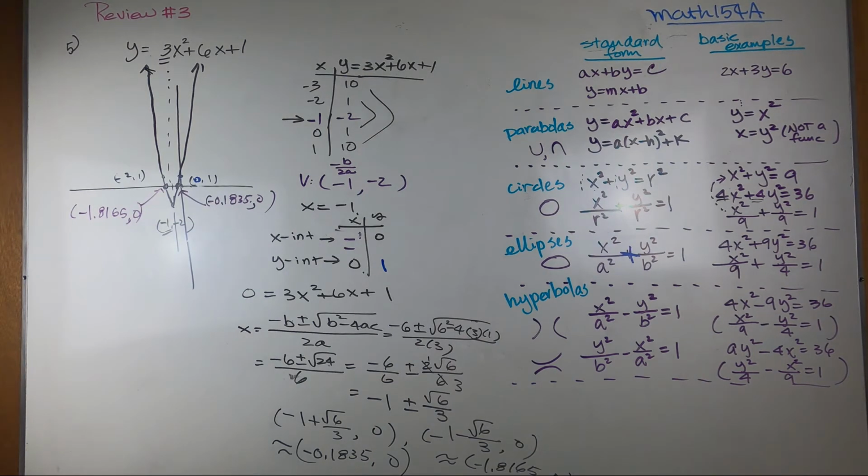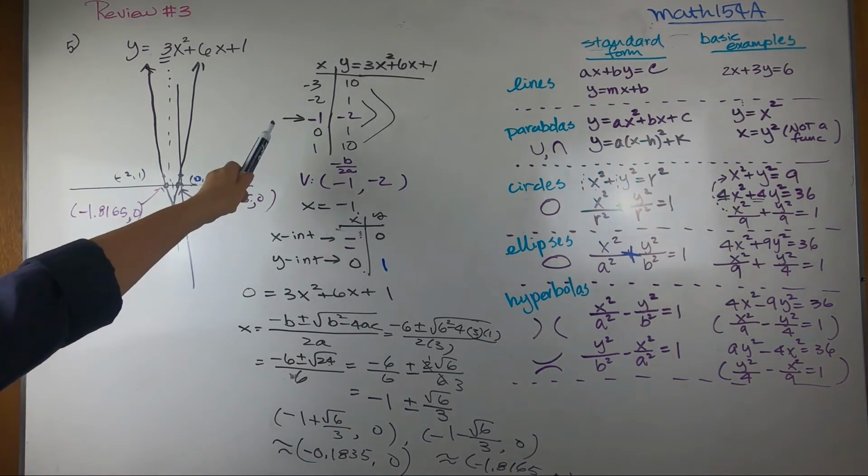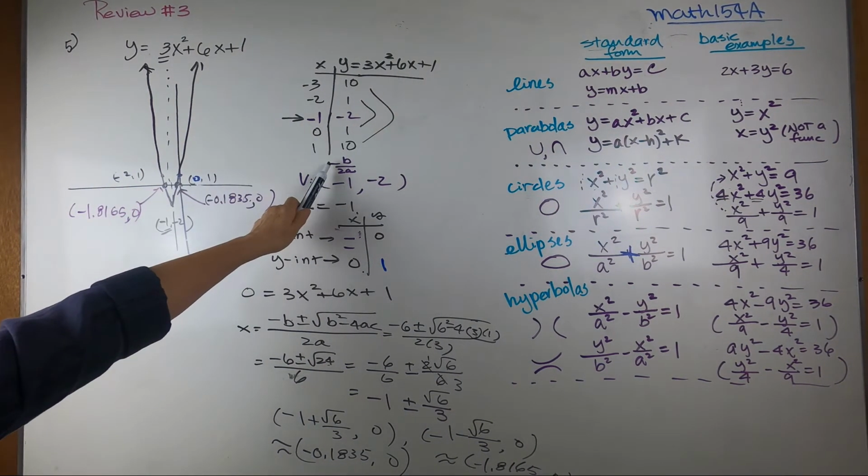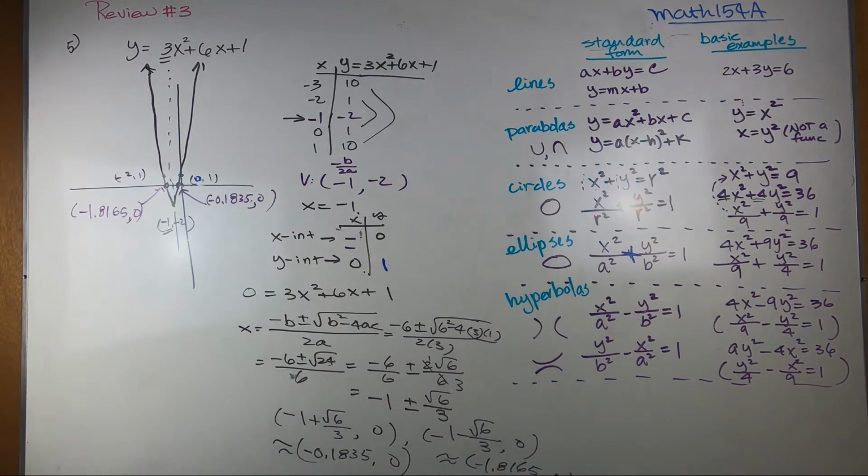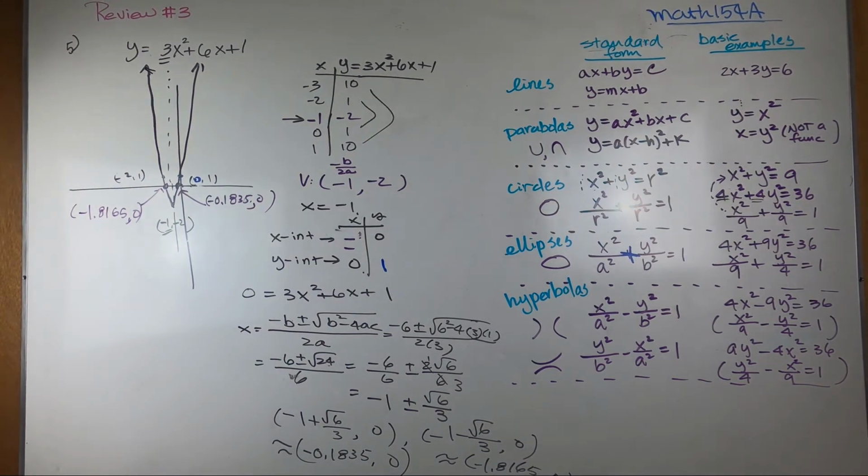So we just did what? Graphing a parabola again by finding the vertex using negative b over 2a, right? Then for finding the intercepts, you do need to use the quadratic formula to do that.